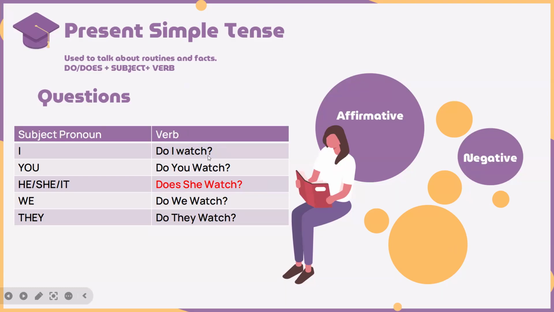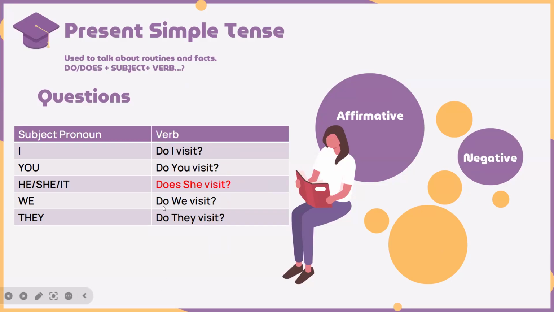And if you notice, the main verb has to be in the base form. You cannot put watches, okay? Just remember, once you're using the auxiliary verb, the main verb should always be in the base form. And the same thing goes for verbs ending in other consonants. We don't change them. We always have to use the base form.